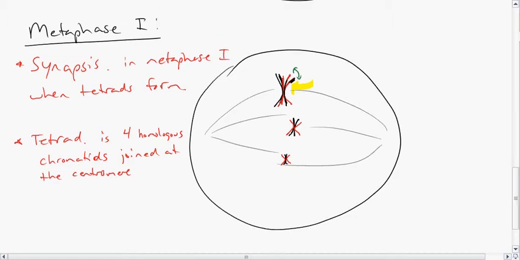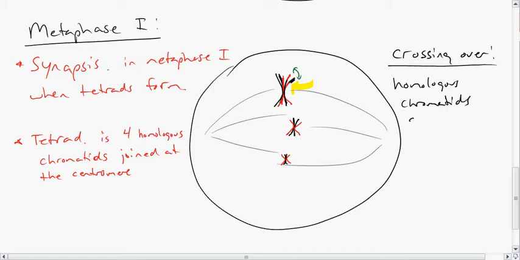All right, so that's kind of metaphase 1. We have synapsis, we have the tetrad, and we have crossing over. And crossing over is where homologous chromatids swap DNA. And this is going to increase variation.